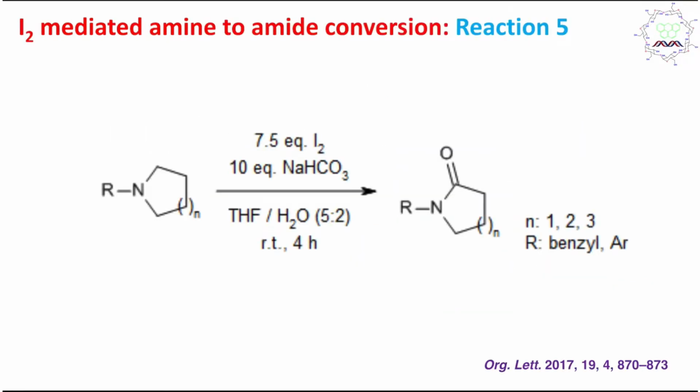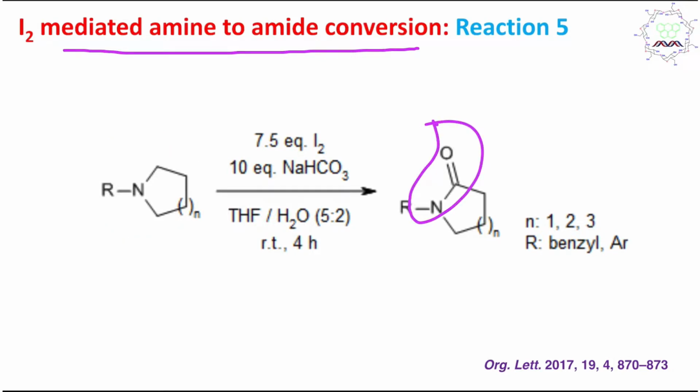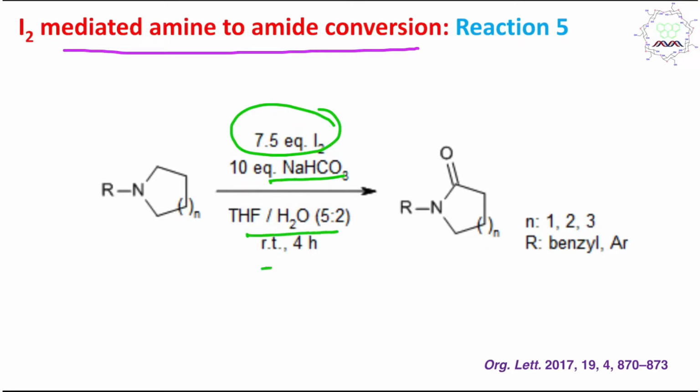Now let's come to a little different type of mechanism, that is iodine mediated amine to amide formation. See, this is actually a tertiary amine, you can consider. This is getting converted into an amide, a tertiary amide. How is this happening? In this case a little excess of iodine is needed, bicarbonate, and later a solvent.